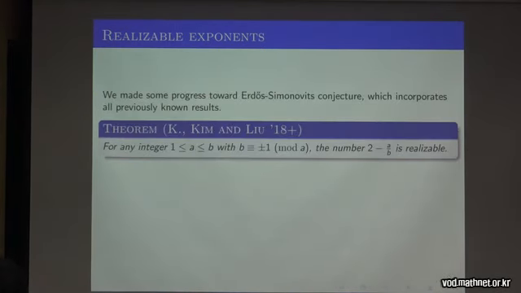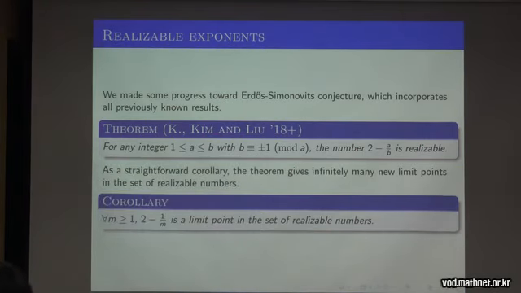So we have made some progress toward the Erdős and Simonovits conjecture recently, and it includes our previously known result. We proved that given any positive integers a and b satisfying this equation, the number 2 minus a over b is realizable. And interestingly, as a straightforward corollary, this theorem gives infinitely many new limit points other than 1 and 2 in the set of realizable numbers. So this theorem implies that for any integer m, 2 minus 1 over m is a limit point in the set of realizable numbers.